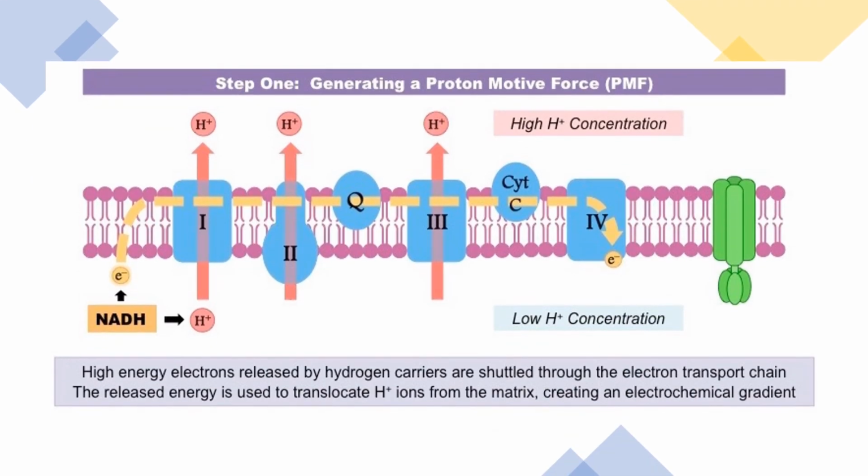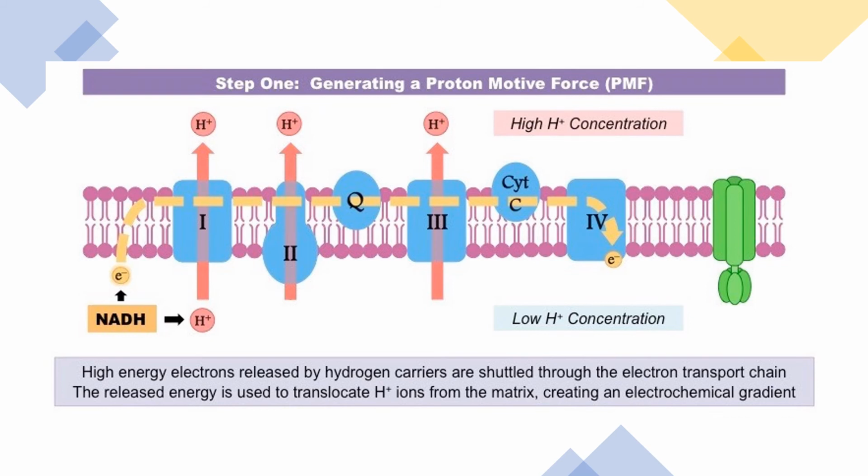The first step of the electron transport system is generating a proton motive force. NADH and FADH2 transfer the hydrogen atoms to specific carriers on the inner membrane of the mitochondrion and are oxidized back to NAD+ and FAD respectively. The hydrogen atoms are passed along carriers and then split into their hydrogen ions and electrons along the pathways.